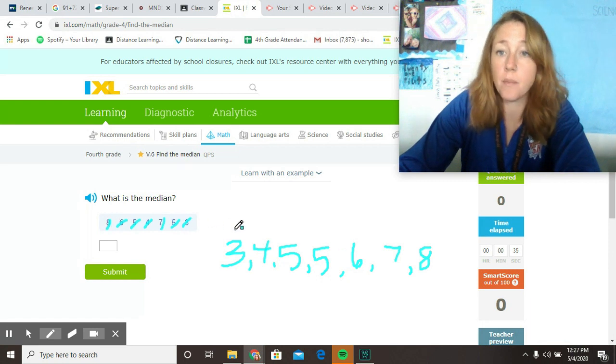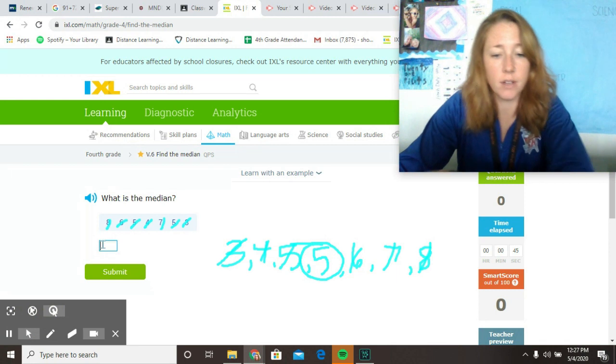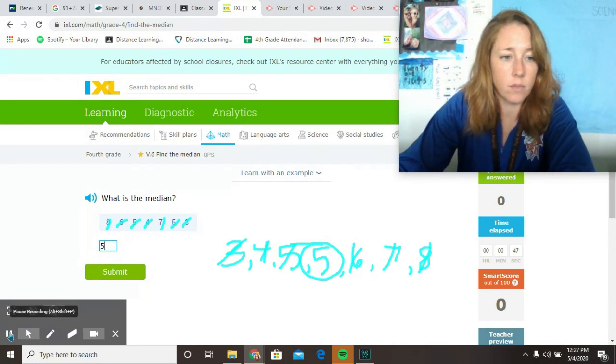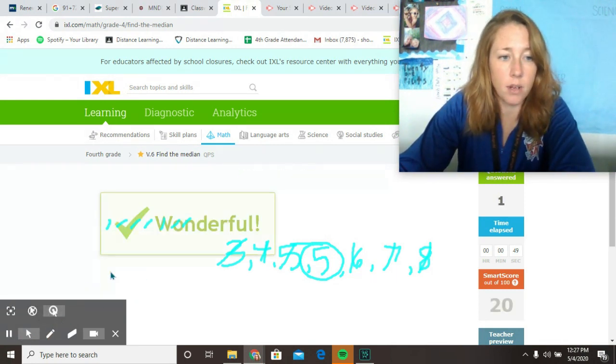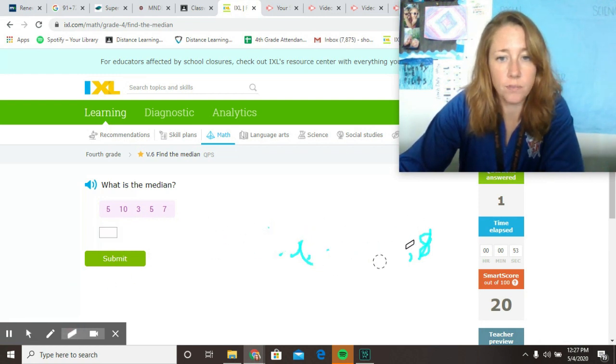Now I'm going to find the middle number. So, outsides, next ones, next one. My middle number is 5, so I'm going to put 5 in there. And submit it. Perfect. Gotta get rid of this so we can actually do another one.